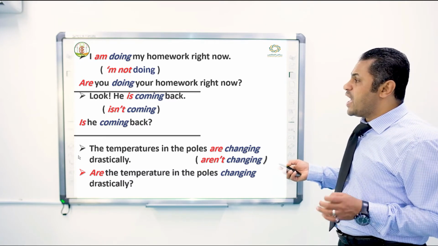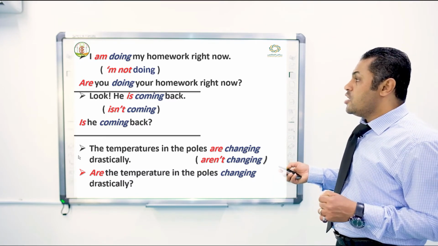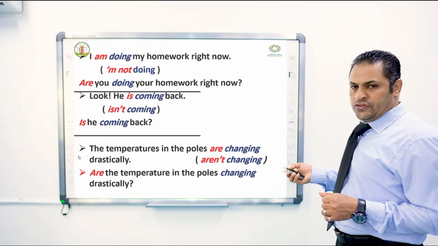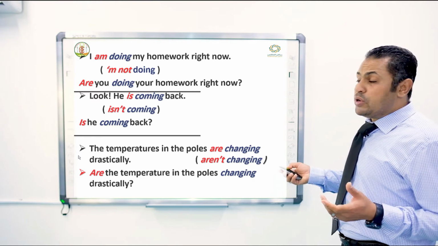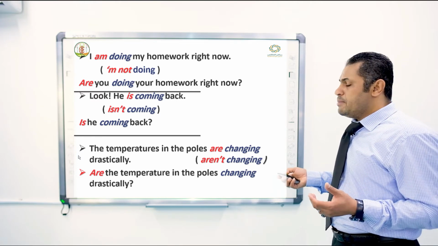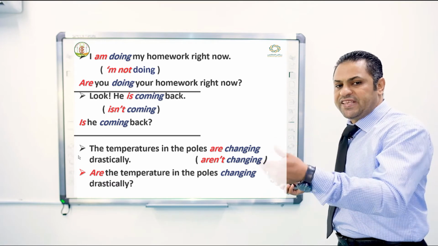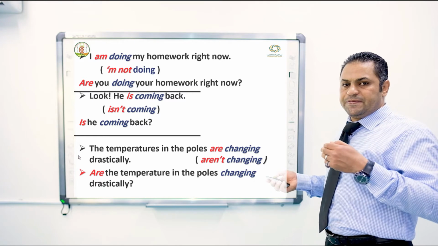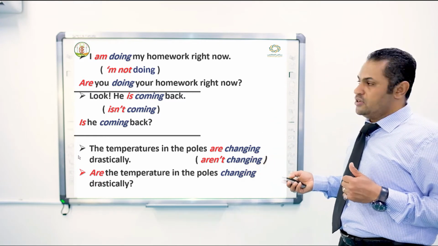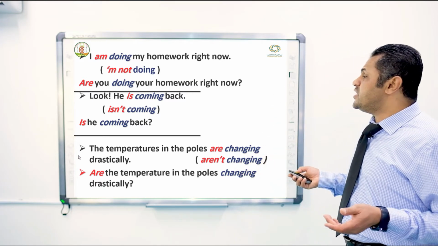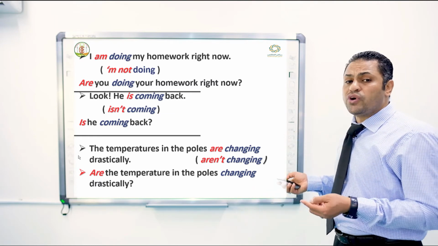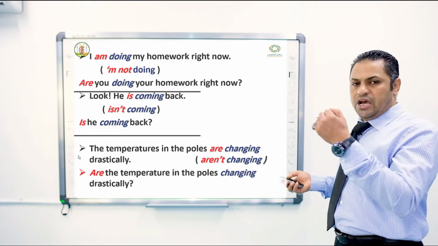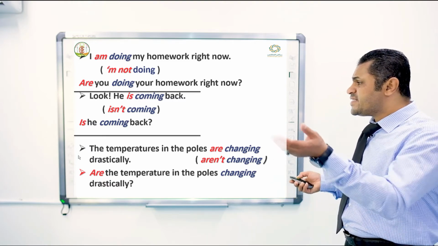I am doing: am with I, followed by ing. When I want to make it negative, am will be am not. The question will be, are you? Why are you? Because someone is talking about himself. He is saying I am. But when you ask a question, you are speaking to him as the addressee. Are you doing your homework? And if he wants to answer, he will say, I am doing. Yeah. Look, he's coming.